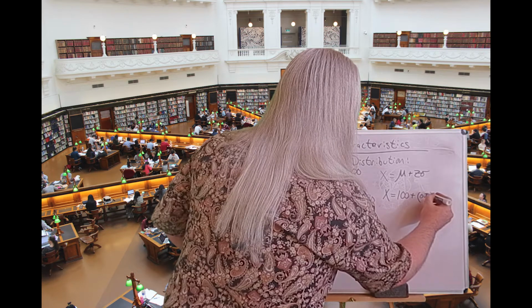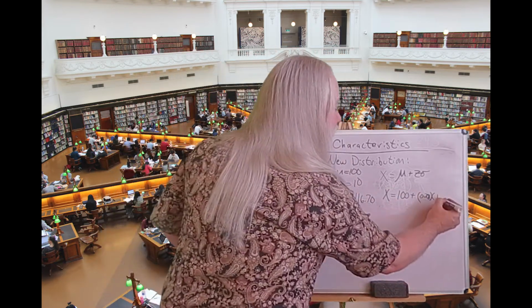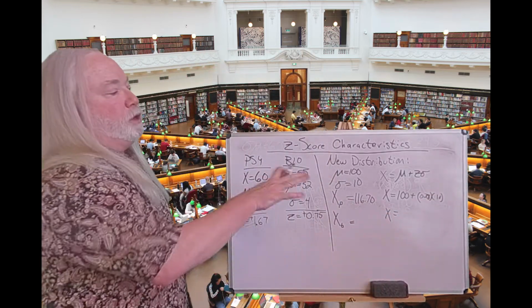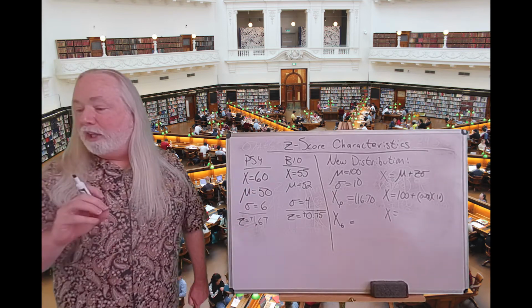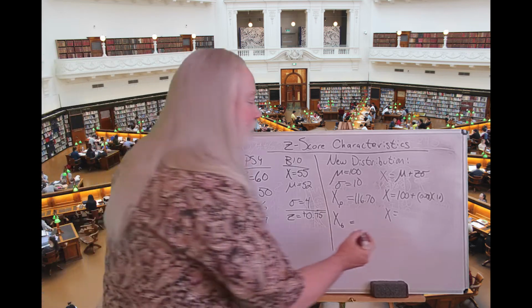Oops, 75. And the new standard deviation, again, is 10. So multiply your 10 times your 0.75, add that to your 100, and you should find that your new raw score for the biology class is 107.5.